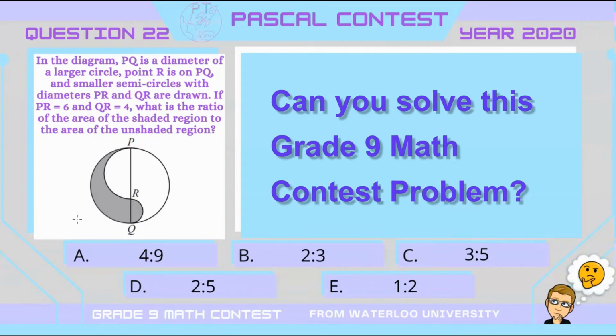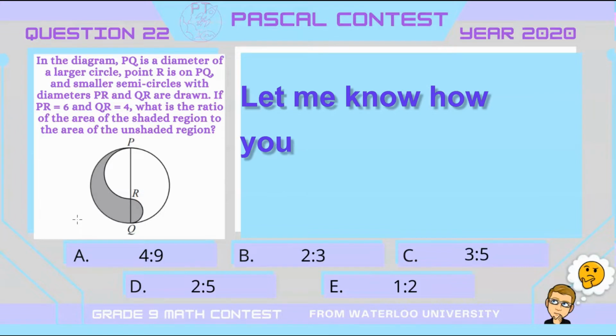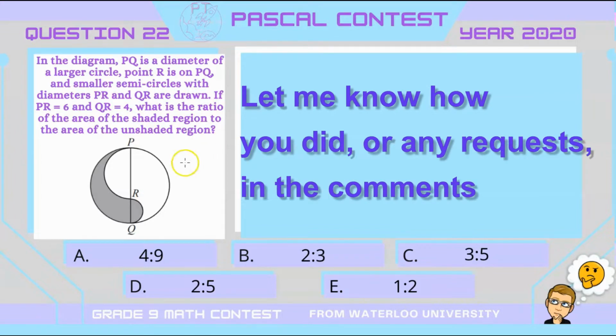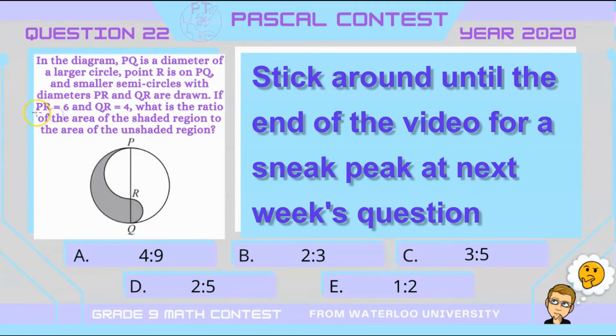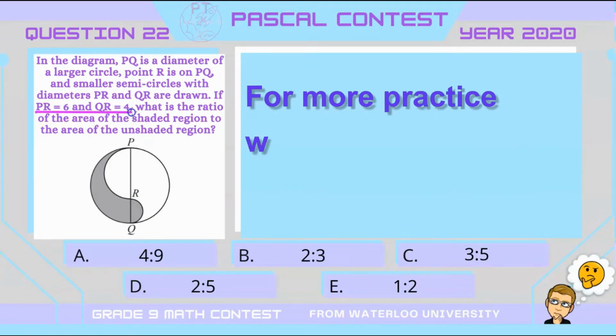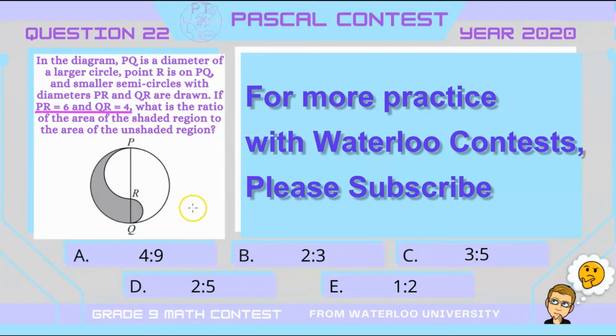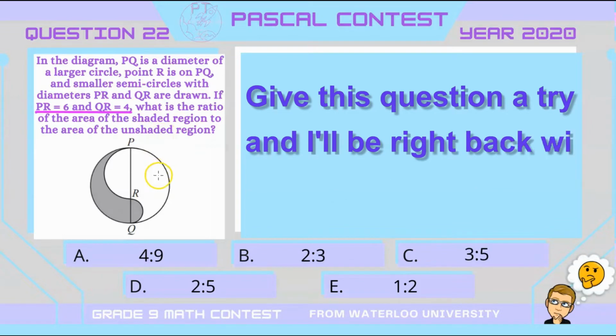This is a grade 9 math Pascal contest question, number 22 from the year 2020. In it, we have this diagram where we know the distance between P and R and the distance between Q and R. It asks us to find the ratio of the area of the shaded region to the area of the unshaded region. Give it a try, and I'll be right back with the solution.